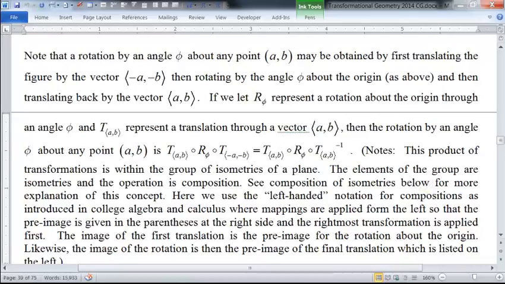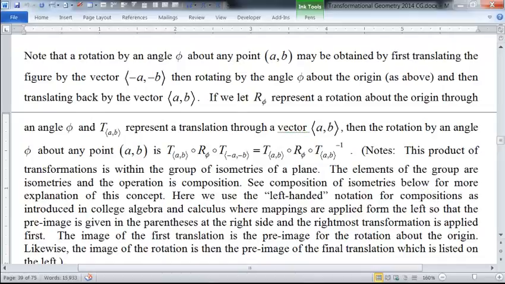Now, if we can represent R sub phi as a rotation about the origin through an angle phi, and T sub vector AB as a translation by vector AB, then we can think of this as T translate AB, compose, rotate phi, translate minus A minus B. And of course, translate minus A minus B is the inverse of translate AB. So the products of this type are called conjugation.